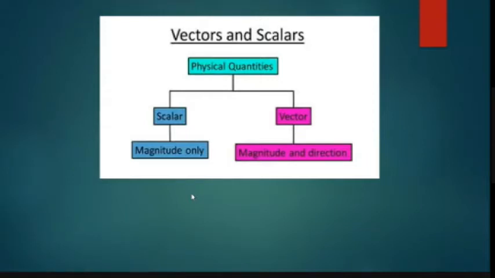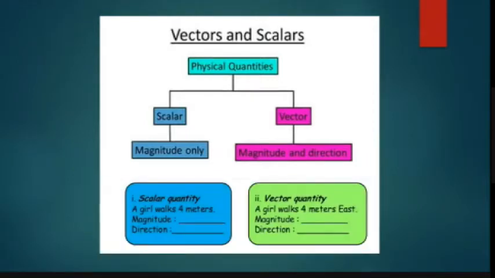Let me take an example here. Suppose I'm telling that a girl walks 4 meters. So what is the magnitude here? Here the magnitude is 4 meters. What about direction? There is no specification. She can walk in north direction, south, west, or northeast, northwest, any direction she can walk. It is irrespective of the direction. We are not bothered about the direction. We are saying that a girl walks 4 meters.